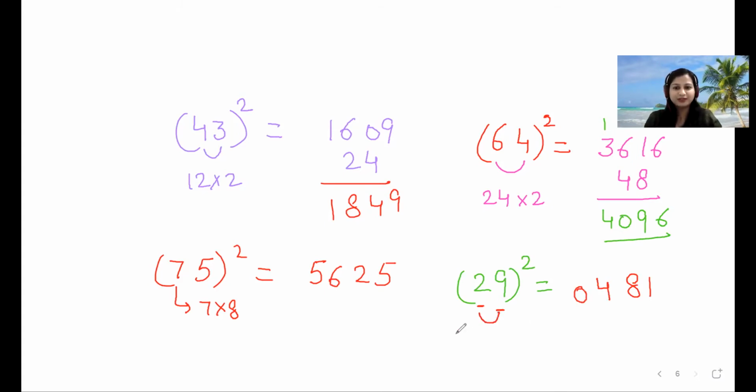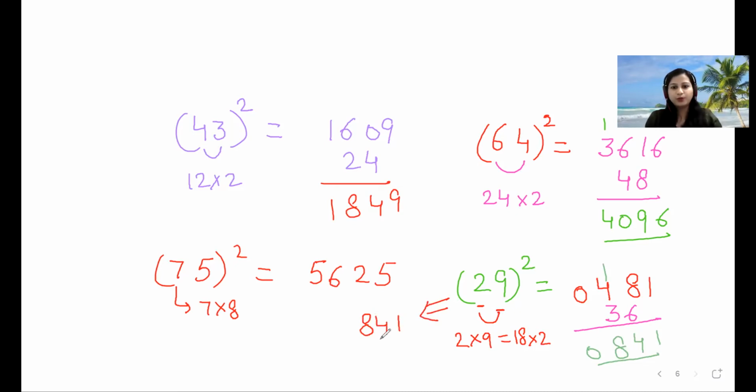Now we are going to multiply the digits. 2 multiplied by 9 would be 18. And then by which number shall I multiply? Yes, correct, by 2. 18 times 2 would be 36. So we are going to write 36 in the middle. Now we are going to add the numbers. So after addition, how much will we get? Let's see. Yes, 8 and 0. So it would be 841, we can say, right? 0841 is similar to 841. So 29 square, the answer of this one, is 841.